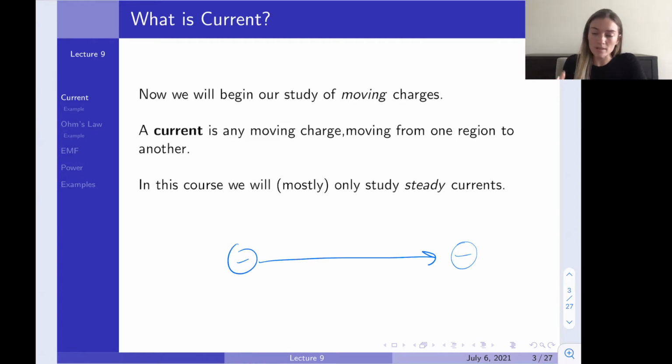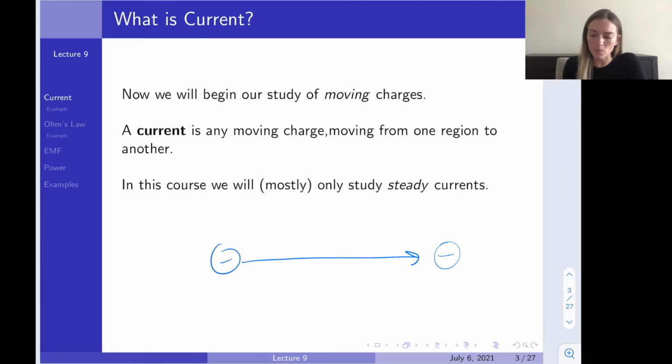So in this course, we're going to be studying mostly steady currents. There might be some examples in chapter 26 where we have a variable current that depends on time. But for the most part, we're going to be doing steady currents, like a 2 amp current or a 3 amp current, and it's not changing with time. So that's what we mean by steady currents. The amount of current is constant with time.